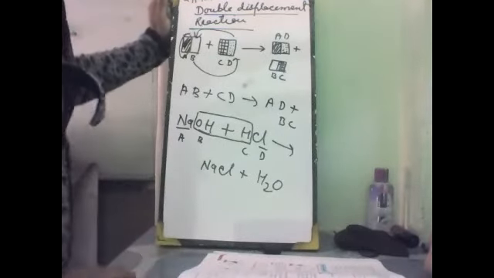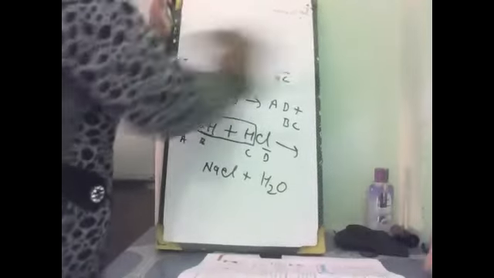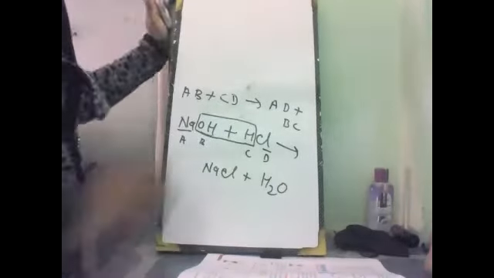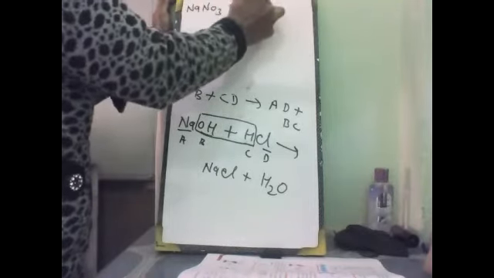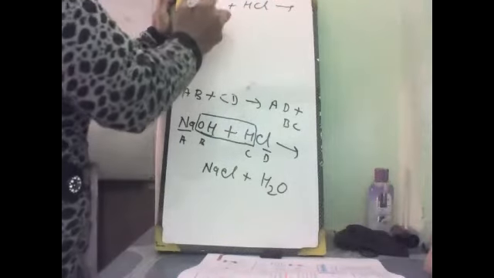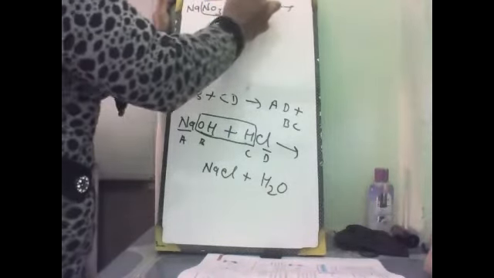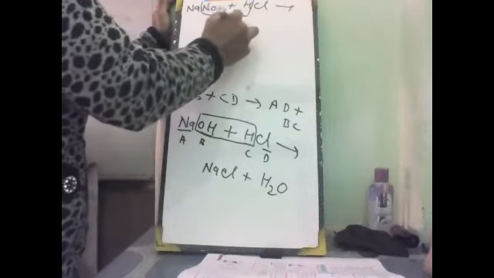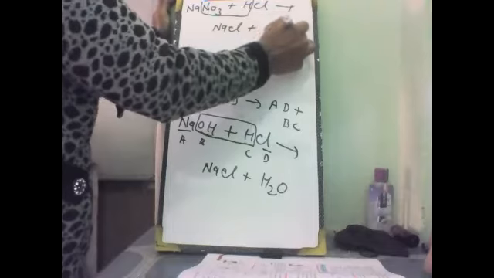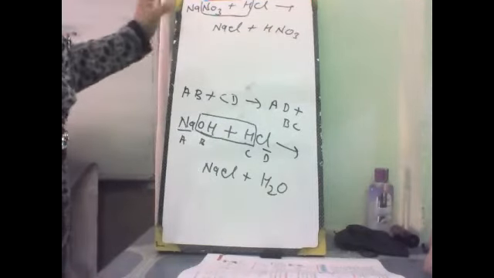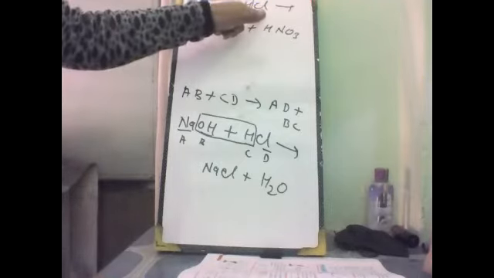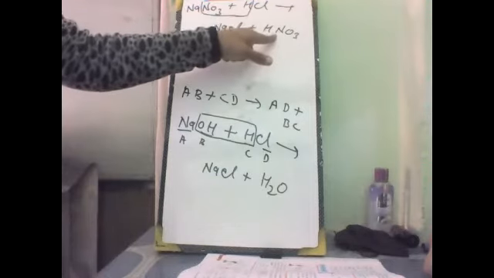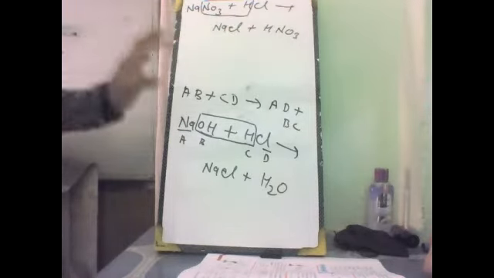Another example is sodium nitrate reacting with hydrochloric acid. NaNO3 reacts with HCl. It forms NaCl and HNO3. NO3 is displaced by chlorine, and the place of chlorine is taken by NO3 and forms HNO3. So it is known as double displacement reaction.